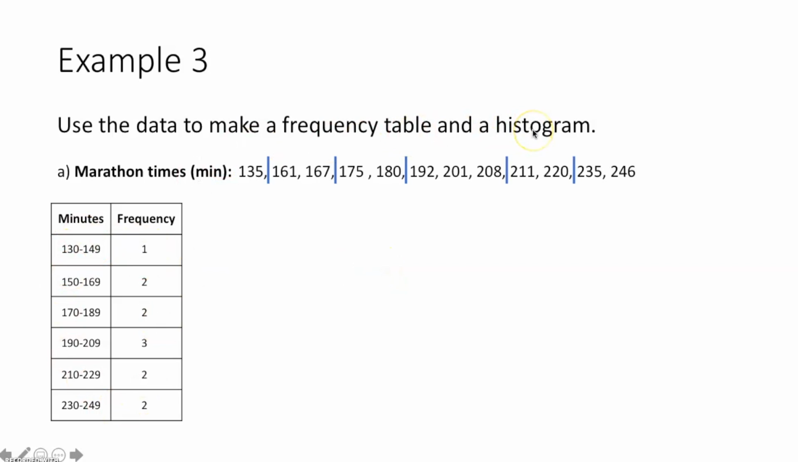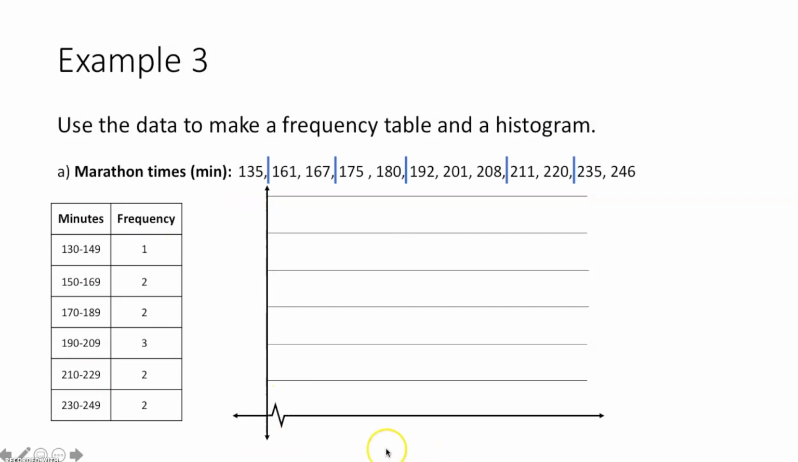It's time for a histogram. So we create our histogram where our minutes are going to be on the x-axis and our frequency is going to be on the y-axis. Now, on the y-axis, since it's frequency, it just goes by ones in this case because our highest frequency is 3, right? So we would go 1, 2, 3, 4, 5, and 6. Then the minutes, the intervals, are going to go down here.